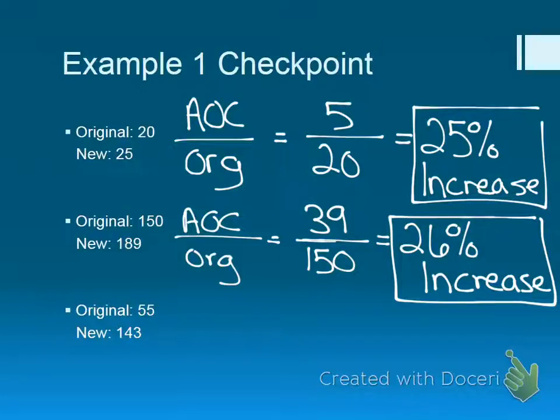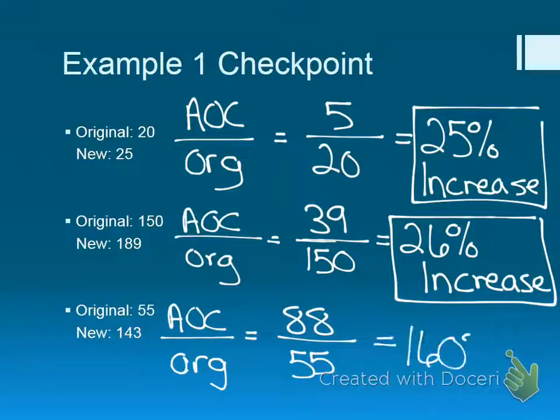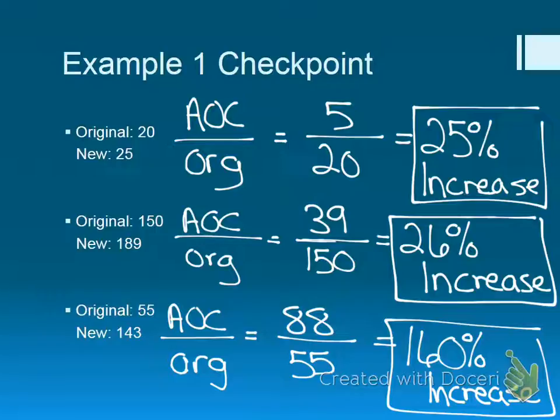All right, now I want you to do the third one. Same way. Find your amount of change, divide it by your original, and then write the percent of increase. So what's my AOC? What's my amount of change between 143 minus 55? What is it? 88. Divided by my original gives me 160% increase. Who got that right? 160%. Okay, so now we're doing better. All right, so that's example 1.